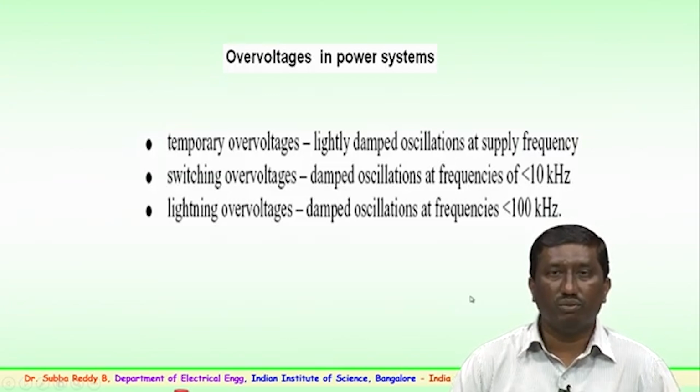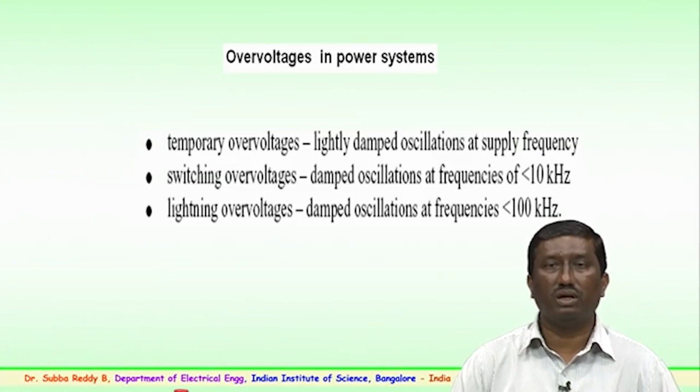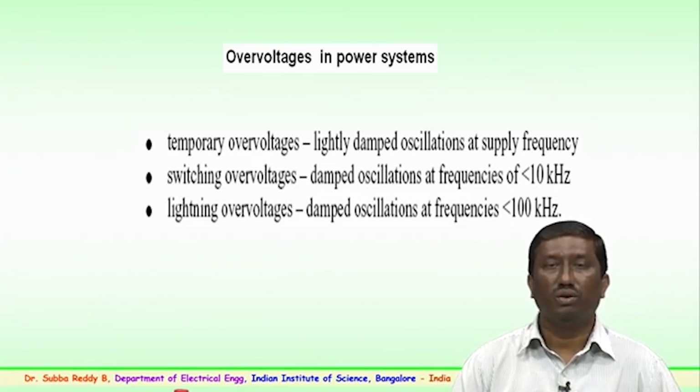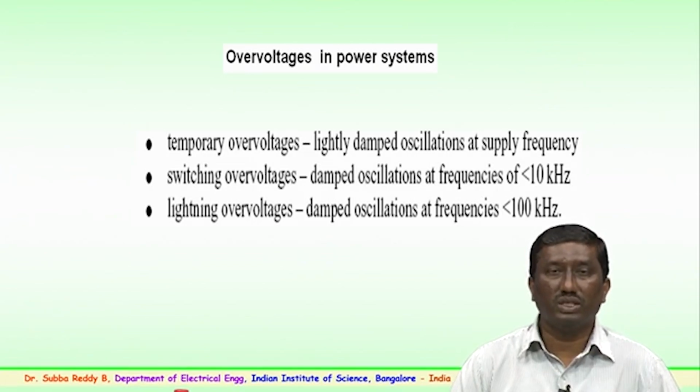Earlier I mentioned the over voltages which are likely to be seen in the power system network. Temporary over voltages are lightly damped oscillatory voltages at supply frequency. I was telling you, at the normal 50 hertz frequency, the over voltages are likely to happen, and these are known as temporary power frequency voltages. Switching over voltages, or switching surges, are damped oscillations at frequencies of less than 10 kilohertz.